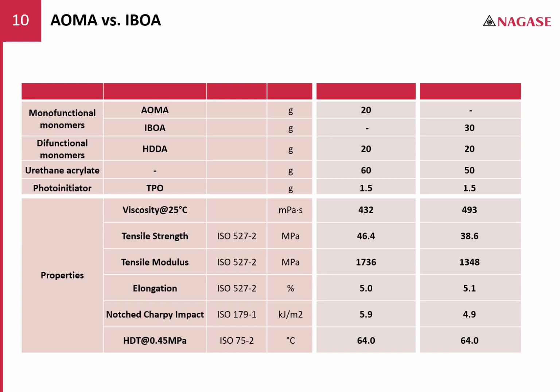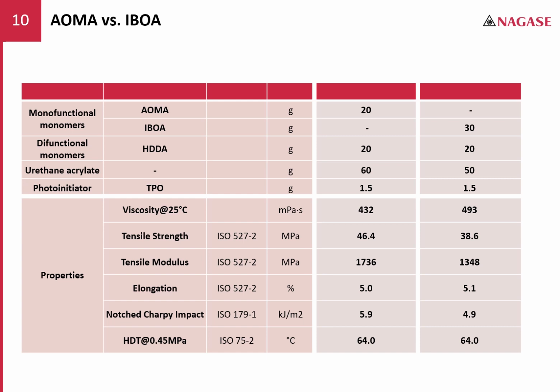Here's an experiment we did where we compared the use of AOMA to IBOA in a formulation. We used monofunctional monomers AOMA and again IBOA. We have a difunctional monomer for cross-linking, HDDA, and a urethane acrylate. In the column at the right at the end we have 30% IBOA, 20% HDDA, and about 50% of the urethane acrylate. On the left of that, in the first column, we eliminated the IBOA, but we added 20 parts of AOMA. Still kept the HDDA the same, and we upped the amount of urethane acrylate.